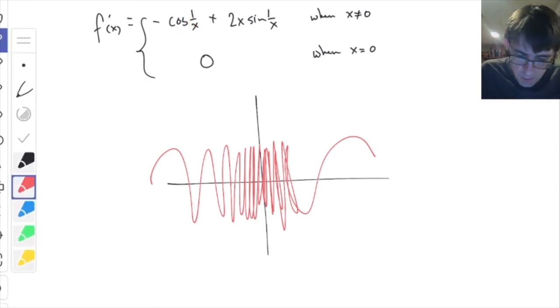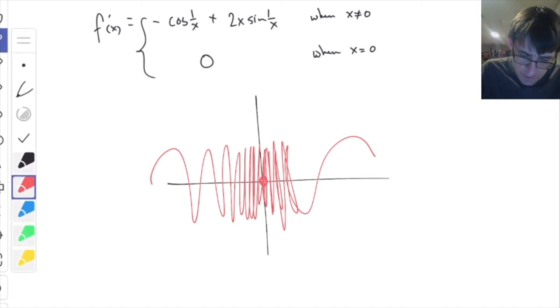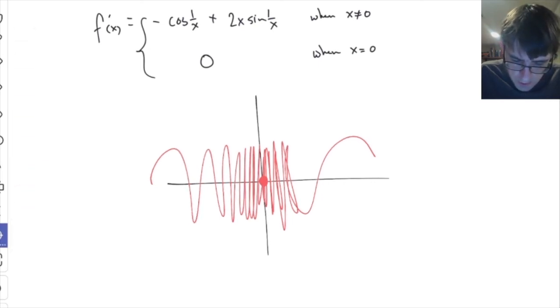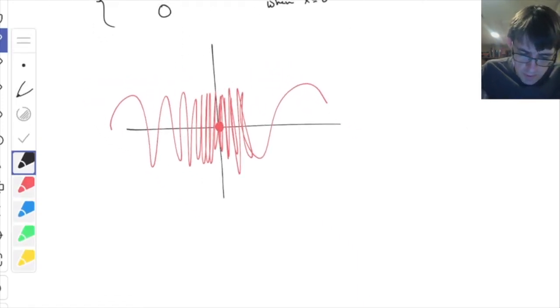But even so, in this derivative, the value f of 0 equals 0 is plugged in. So this is a very strange function in that as you approach 0, the values oscillate like crazy up and down. But once you hit the origin, it just stays put at 0. Very weird. Near this point they go crazy, but right at this point, the derivative is just 0. Very, very strange.